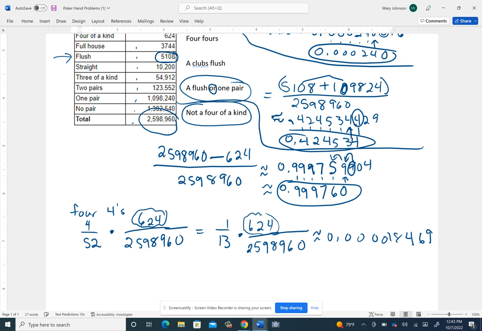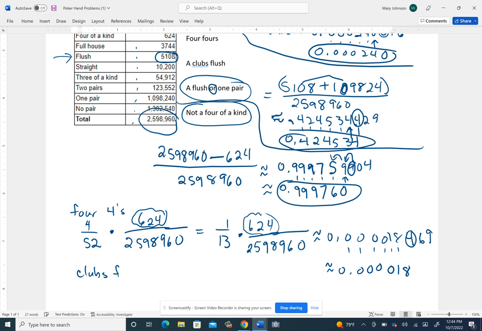and when you do that, you wind up getting 0.000018469 is what my calculator showed, and then 1, 2, 3, 4, 5, 6. It's got a 4 after it, so I would have put in 0.000018. Okay, and then a clubs flush is kind of like that.